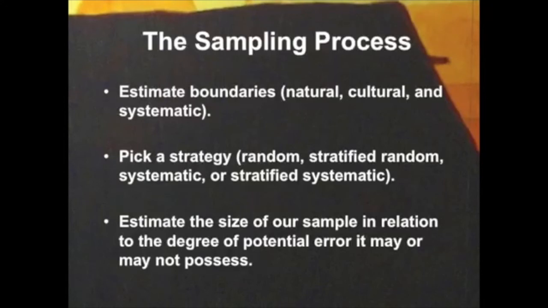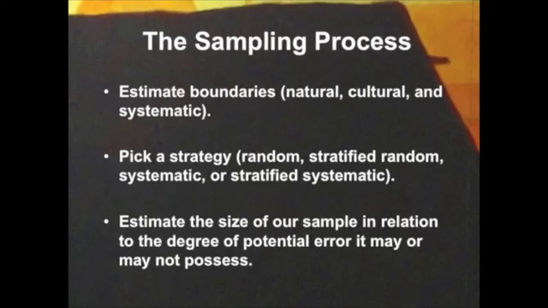Some of these boundaries may be natural. These could be ecological zones or landforms which are part of the local landscape. Some of them could be cultural boundaries, things like previous findings of artifacts or features, or modern roads. The last series of boundaries can be systematic in nature. These are boundaries that we set for ourselves based upon our own limitations and ultimately what we are testing.